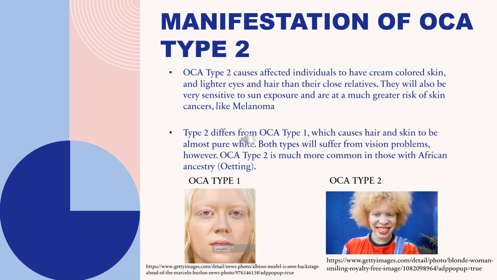So how does OCA type 2 manifest? OCA type 2 causes affected individuals to have cream-colored skin and lighter eyes and hair than most of their close relatives. They will also be very sensitive to sun exposure and are at a much greater risk of skin cancers like melanoma. Type 2 differs from OCA type 1, which causes hair and skin to be almost pure white. Both types will suffer from vision problems, however. OCA type 2 is much more common in those with African ancestry. It is also the most common type of oculocutaneous albinism.